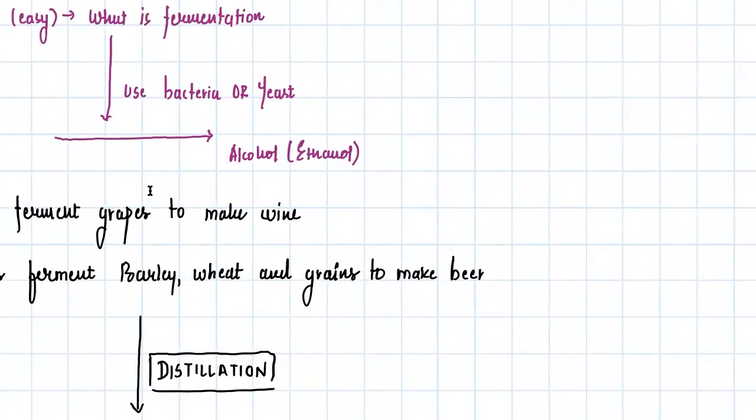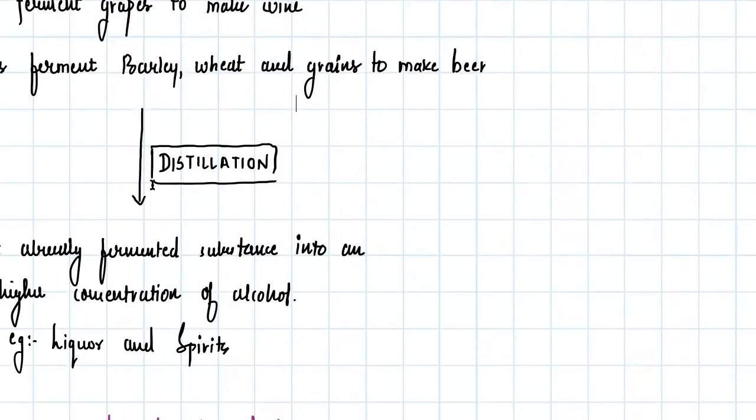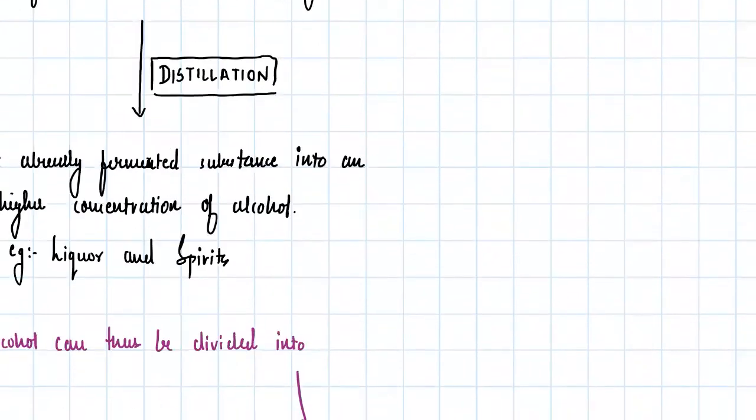Wineries, they ferment grapes to make wine, whereas breweries, they ferment barley, wheat, and grains to make beer. So usually breweries use barley, wheat, and grains to make beer, whereas wineries use grapes as the source of this sugar, which is eventually converted into alcohol. It goes through the process of distillation, which converts already fermented substance into an even higher concentration. That is the process of distillation. It is already alcohol, but it is converted into a higher concentration of alcohol, example, liquor and spirits.